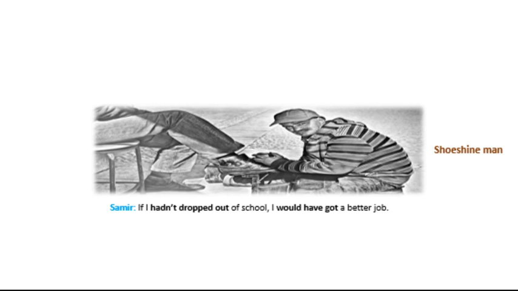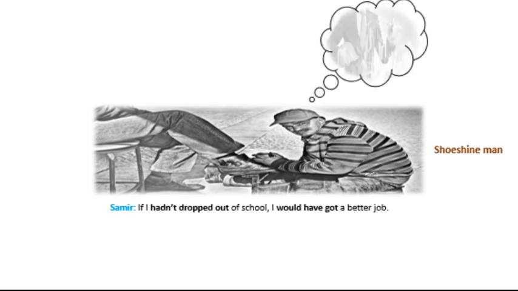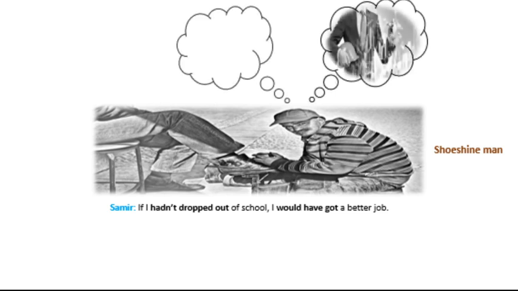A better job like what? Like an engineer, a doctor. So if I hadn't quit school, I would have been a doctor. I would have been an engineer. So what is this? If I hadn't dropped out of school, I would have got a better job. What do we call this sentence? It's called conditional sentence.